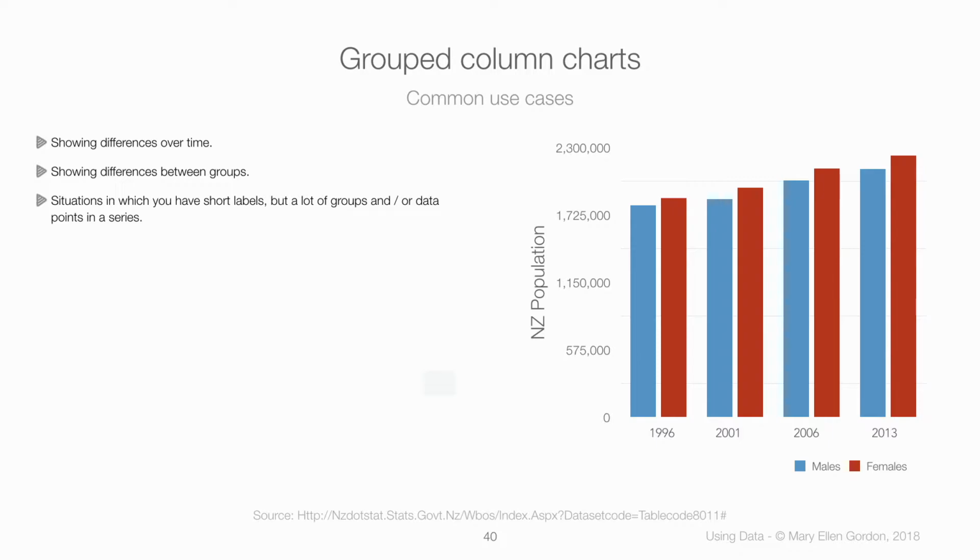So grouped column charts are very useful for showing things like differences over time, like I've done here. They're also useful for showing differences between groups, in this case males and females, but it could be different age groups, different ethnicities, people from different countries, any of those kinds of things where we want to find out are there differences between groups. And they're also useful in situations where we have short labels, but lots of groups or lots of data points in the series.